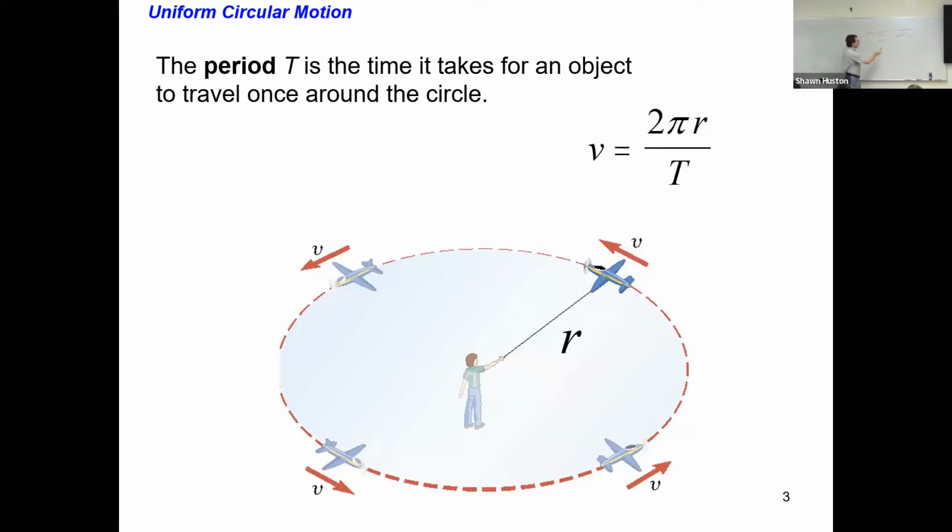And then the time for one trip, we give this a specific name. We call this the period. And period we represent with a capital T, which is exactly what you see up there on the PowerPoint slide. So the period is the time it takes for an object to travel once around a circle. Period is the time it takes for an object to repeat one cycle of motion. Specifically with circular motion, it's one time around a circle. So v is equal to 2 pi r over T.